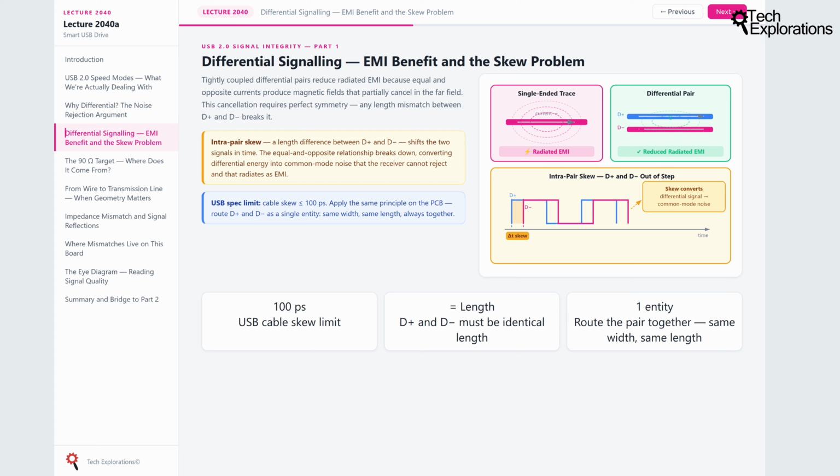On the PCB, the routing must respect the same principle. Length matching between D+ and D- is not a minor refinement. It's a direct contributor to whether the signal arrives at the receiver correctly and whether the board passes EMI testing. We'll look at exactly how to enforce length matching in KiCad later on. For now, the key point is this. A differential pair must be treated as a single entity, two traces that must be routed together at the same width and with the same length.